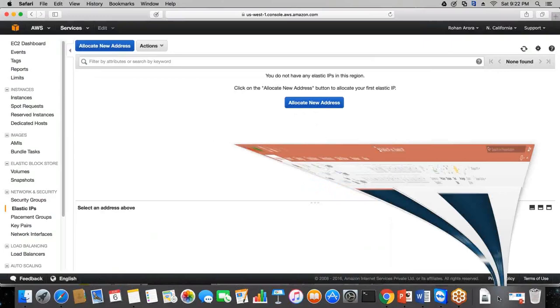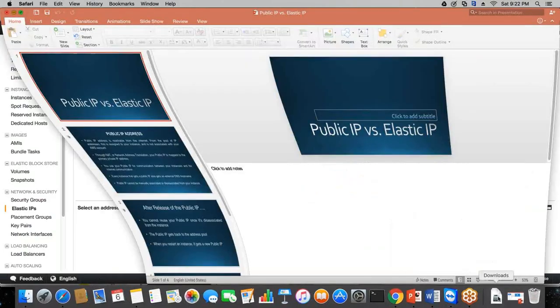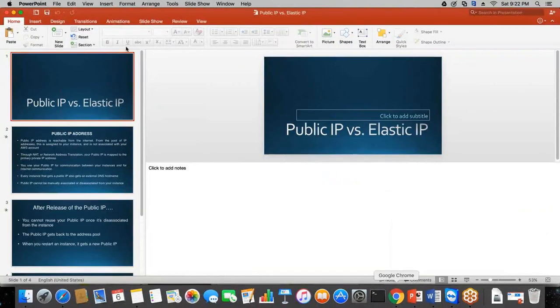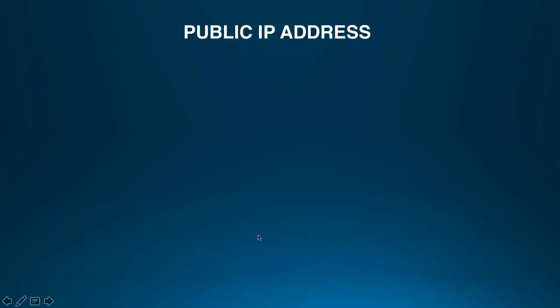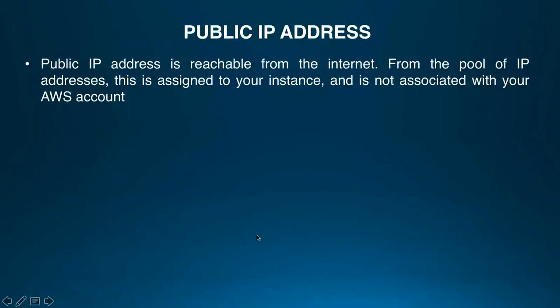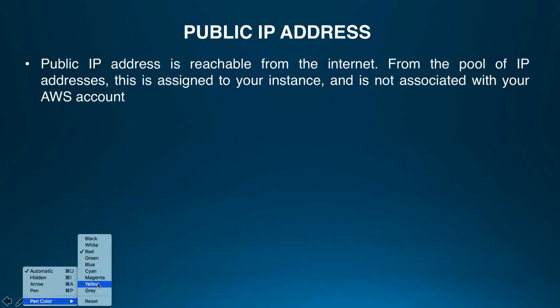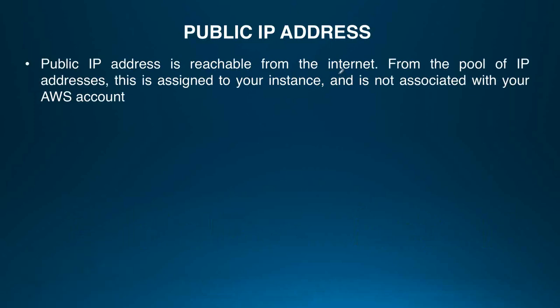What's the public IP versus the Elastic IP? Public IP addresses are reachable from the internet, from the pool of IP addresses. This is assigned to your instance and is not associated with your AWS account. This thing you have to keep in mind. The public IP is not associated to your account.